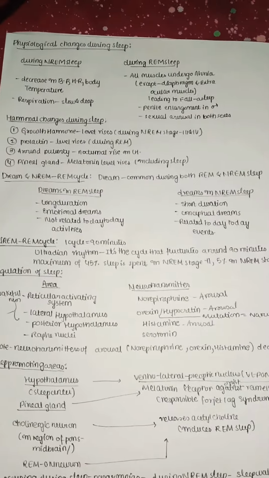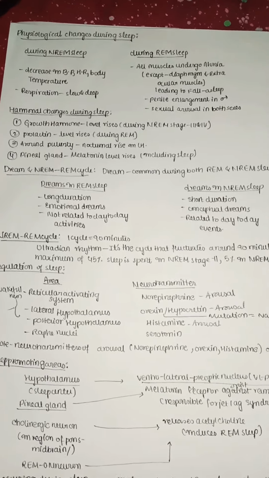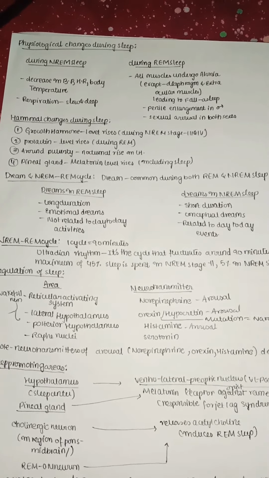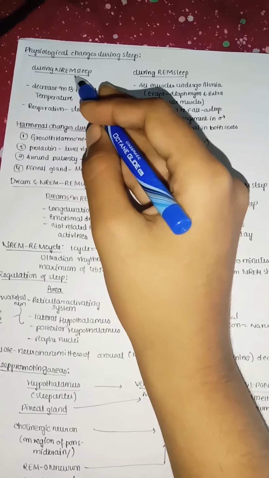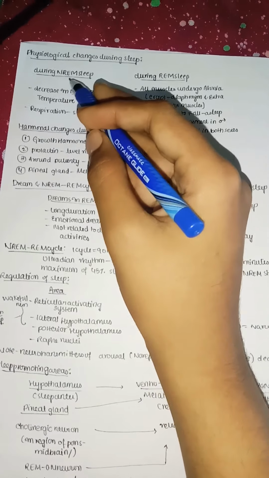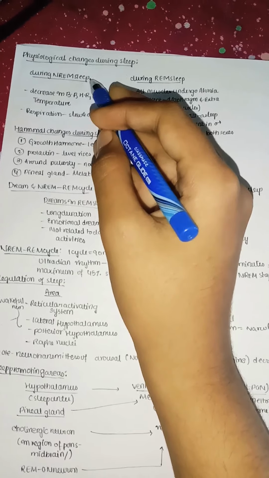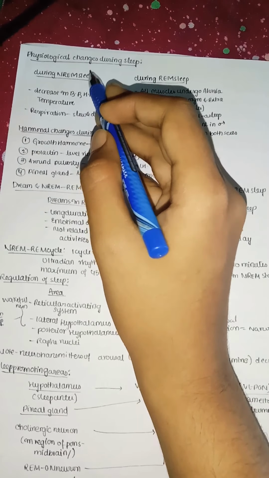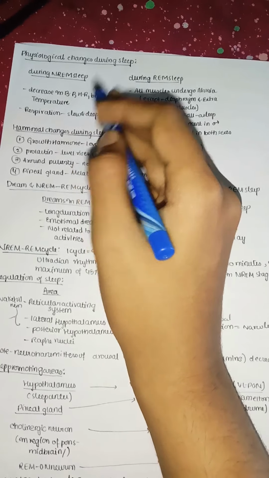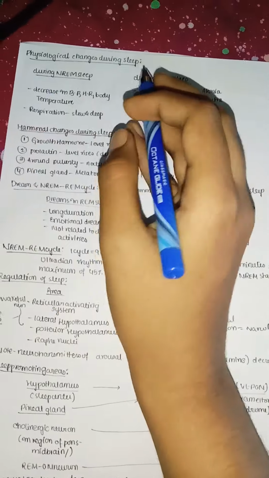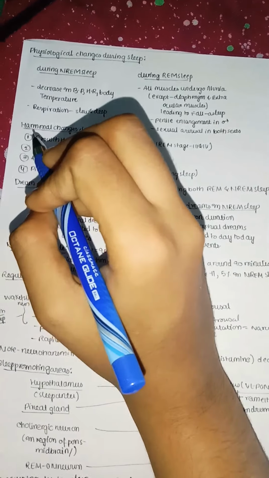Now we'll check out the physiological changes during sleep, like what is the physiology behind sleep. So what happens mainly during non-REM sleep? We will discuss that non-REM sleep is associated with theta waves and delta waves, right? Especially theta wave with stage 2 sleep, and delta wave with stage 3 and 4 sleep, and REM sleep is associated with beta wave. So it's just a small recall.